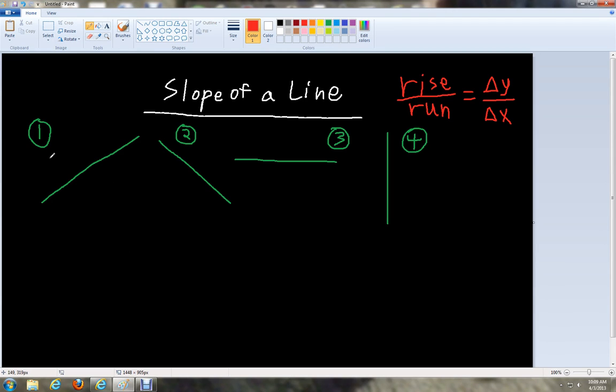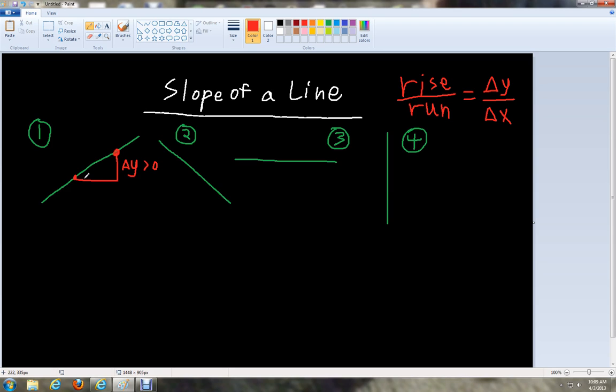So we have four different types of slopes here. And let's look at the first type. We're going to call this what's called positive slope. And if we take any 2 points on the line, we can see how the y values are changing. You can see they're increasing. So our delta y is positive.